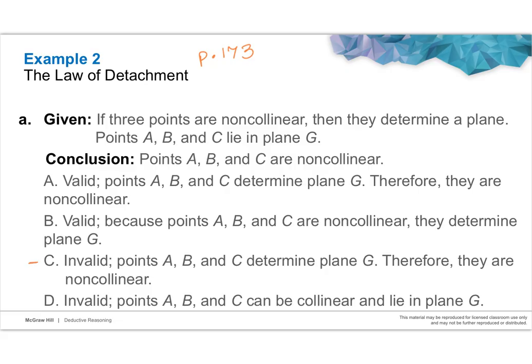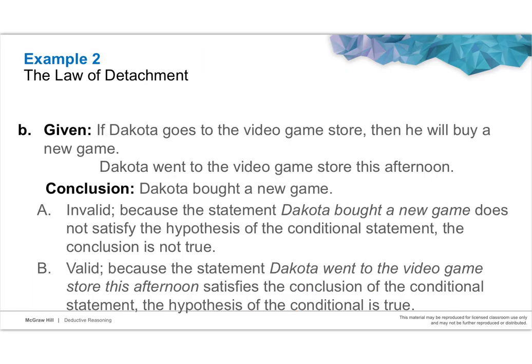So we have two choices. Obviously, it is an invalid conclusion. Is it choice C? Invalid: points A, B, and C determine a plane G, and therefore they are non-collinear? Or do we only know that points A, B, and C lie in plane G? So they could be collinear, and that is certainly true. And so we are at choice D there.